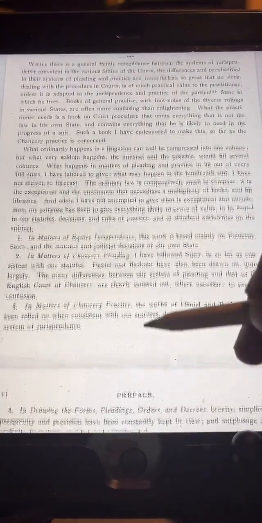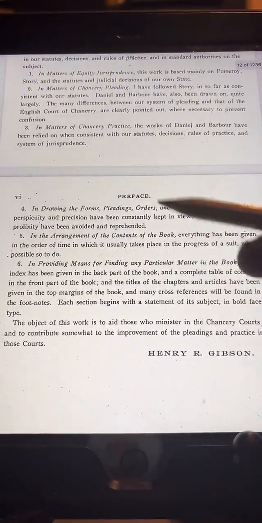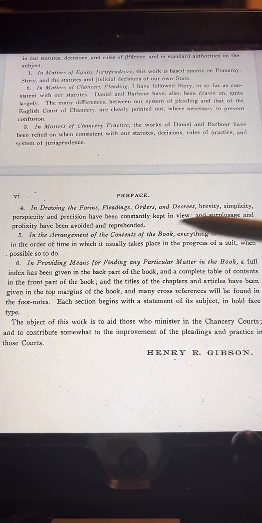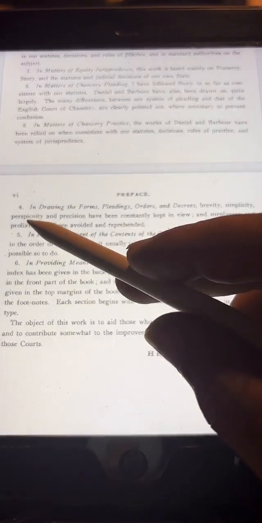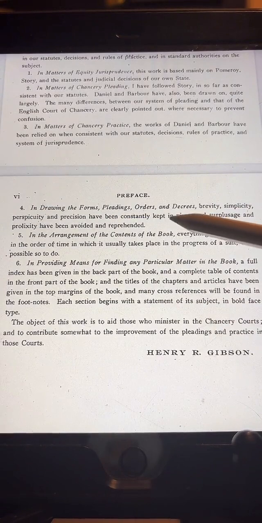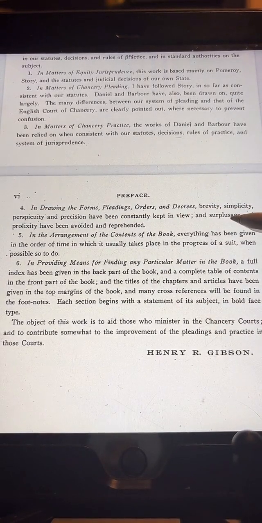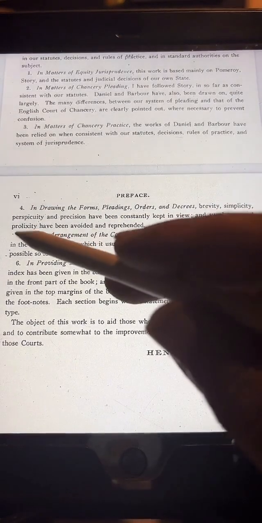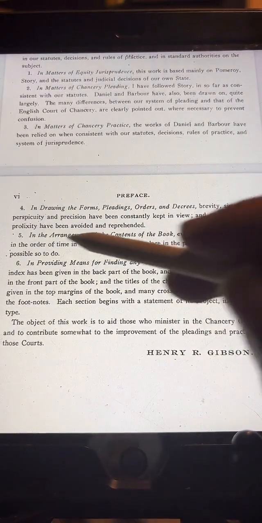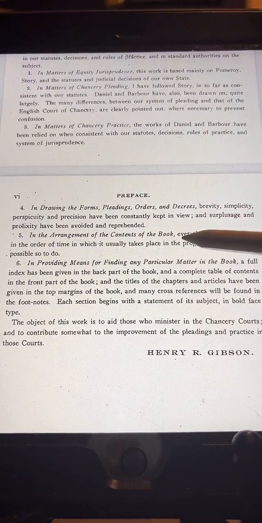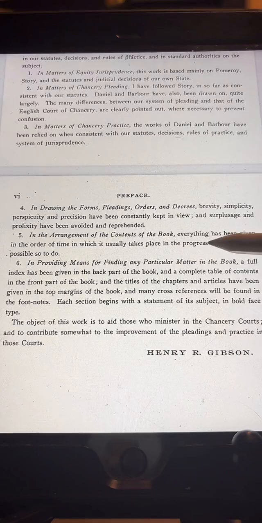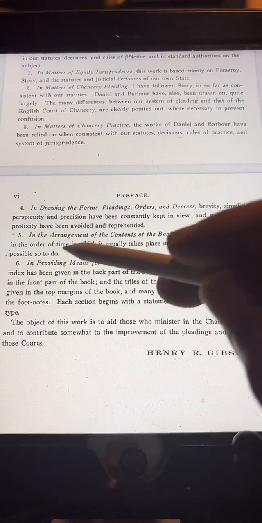Okay, so in drawing the forms, pleadings, orders, and decrees, brevity, simplicity, perspicuity, and precision have been constantly kept in view, and surplusage and prolixity have been avoided and reprehended. In the arrangement of the contents of the book, everything has been given in the order of time in which it usually takes place in the progress of a suit, when possible to do so.